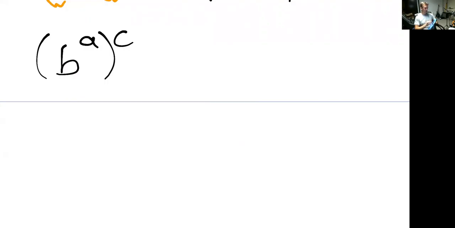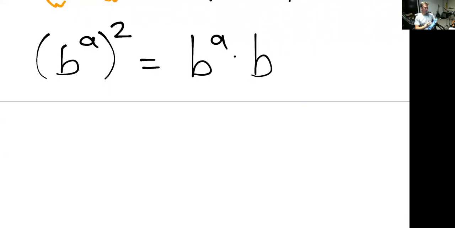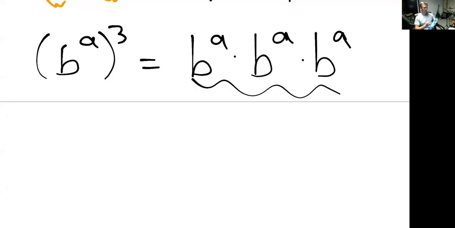But let's think about conceptually what this means. If I were to put a 2 here, what that means is we take b to the a and we multiply it by another b to the a. There's 2 of them multiplied together. If I change this to a 3, we multiply another one on the end. The number of these is the number here.